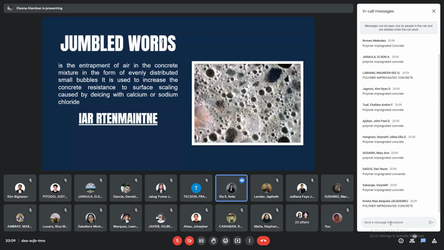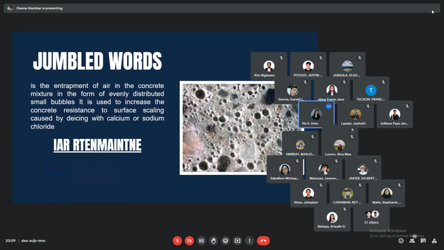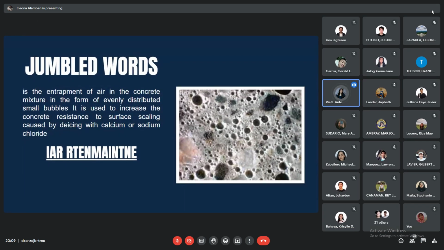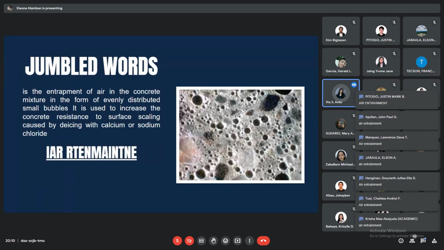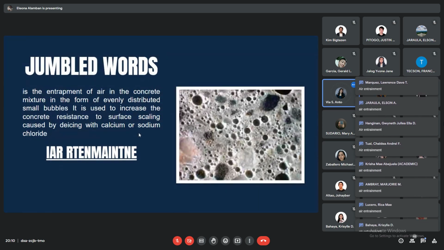Next. It is the entrapment of air in concrete mixture in the form of evenly distributed small bubbles. It is used to increase the concrete resistance to surface scaling caused by deicing with calcium or sulfur. One, two, three, go. Who got it first? I think Gwyneth was first.